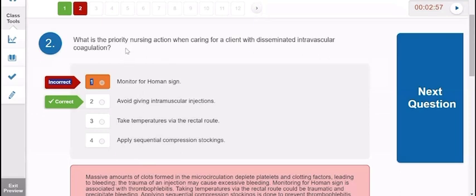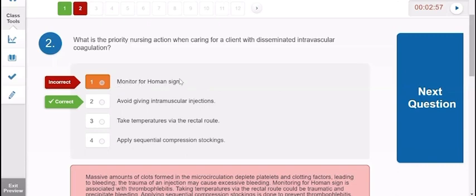But the reason why it's this one, first of all, it's your priority. Priority means ABCs, right? But airway and breathing are not in here. Circulation is, because avoid giving an IM injection, because we know that they're going to clot a lot. And then what's going to happen? They're going to bleed out. But how do we know which one, because they're both problematic, right? Here's the trick of this question. If they're asking you for one answer, and two of the possible answers are essentially saying the same thing, those two are not it.